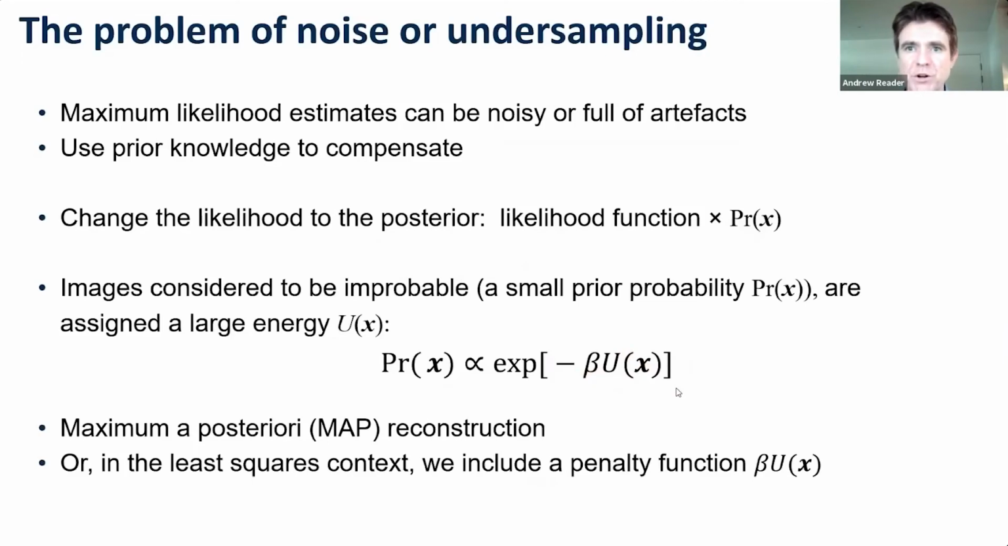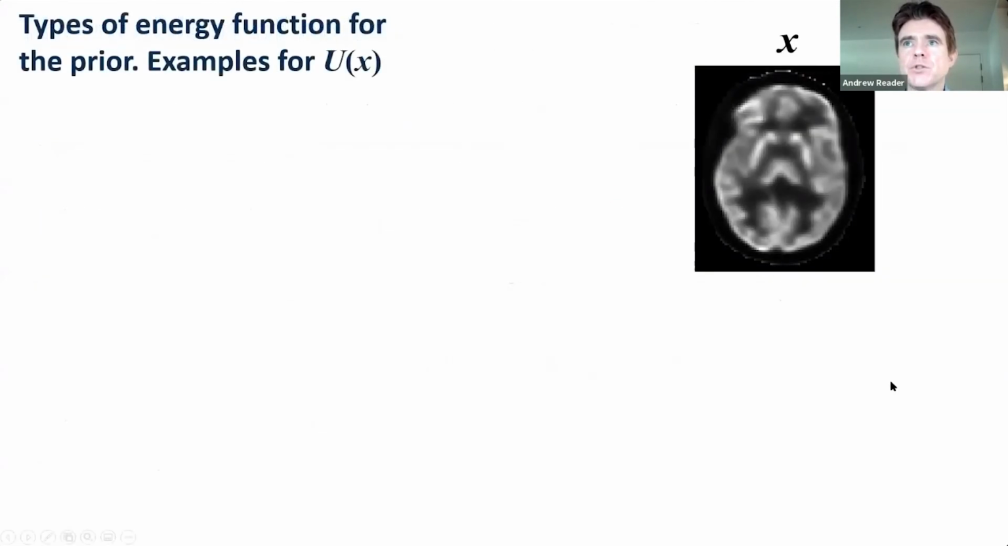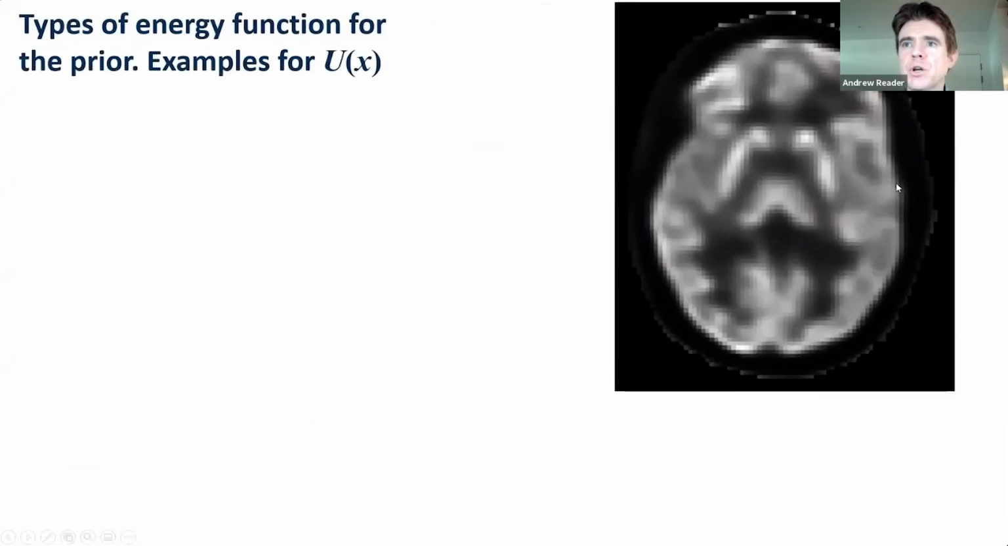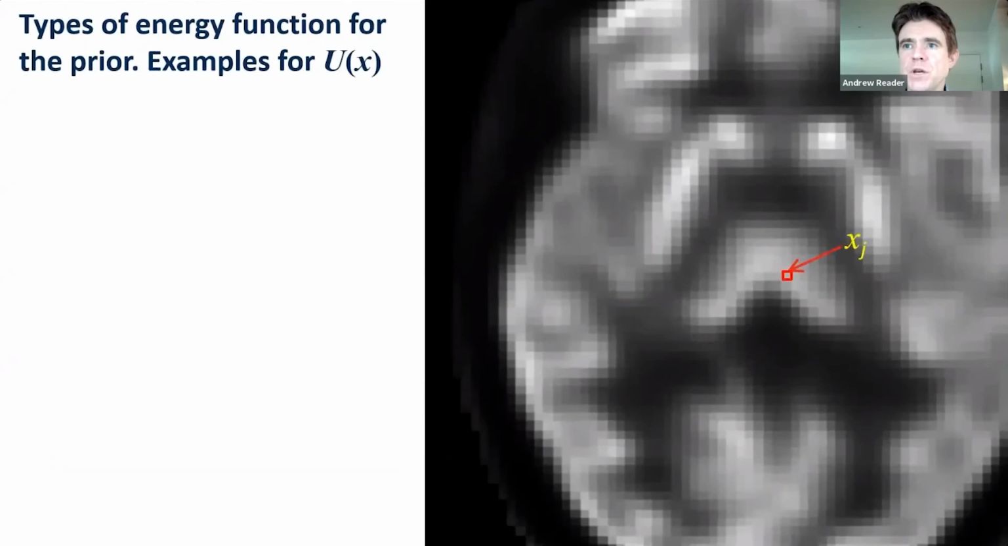And I realize I'm very low on time here, so I'm just going to quickly show you examples of the energy function U that we can build in here to modify our likelihood. So here's a quick example then. Imagine that's an image X, PET image. What we could do is zoom in and say, well, look, there's one pixel value x_j.